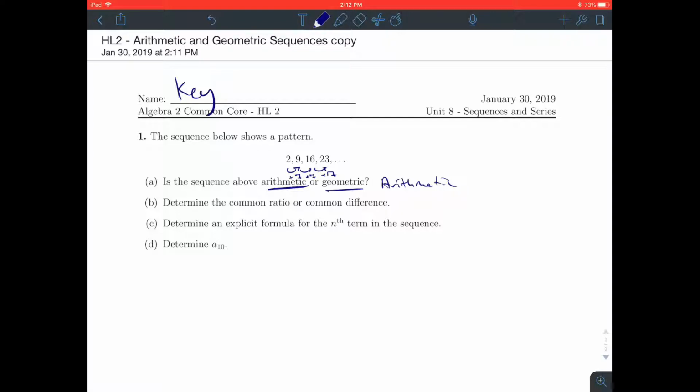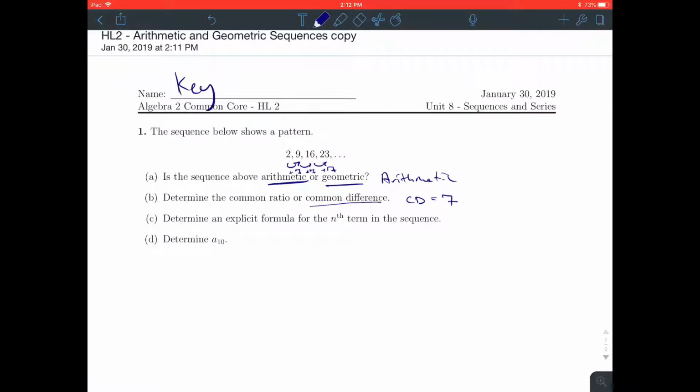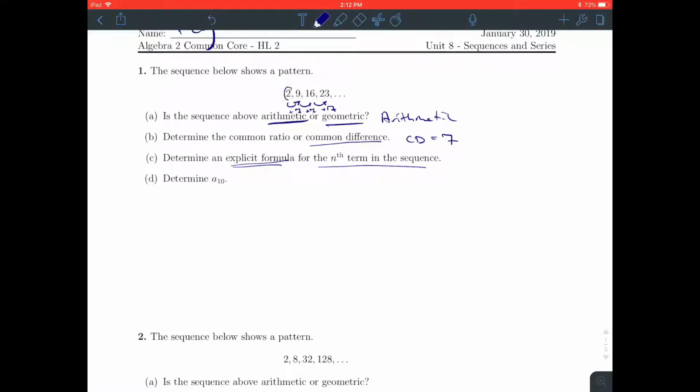Determine the common ratio or common difference. It's always a common difference if it's arithmetic, so the common difference is plus 7 or just 7. Determine an explicit formula for the nth term of the sequence. The explicit formula is the formula where you want to be able to jump directly from the beginning to anywhere in the sequence. So I'm looking for a way to connect from the first term all the way up to whichever one I want to go to. Let me start with the ones that are showing, A1, A2, A3, and A4.